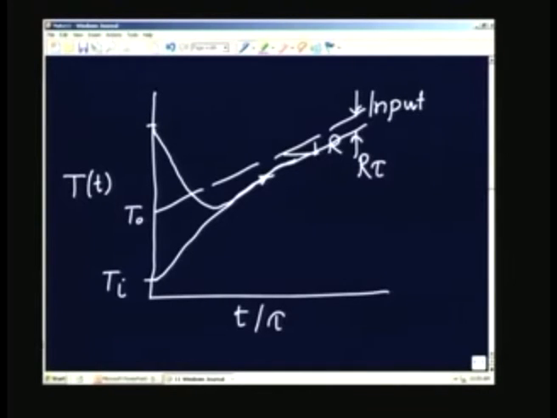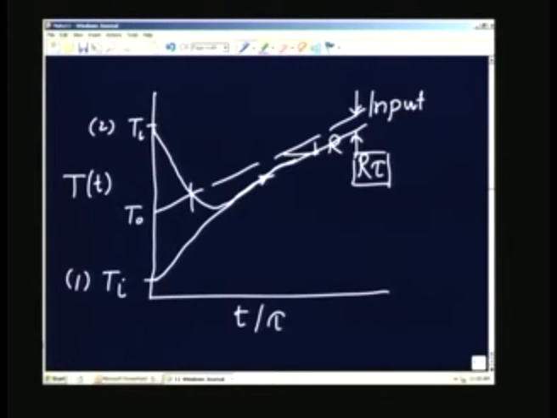Either way, this is, let us say, case 1, case 2. Ti is here. Initially what happens? The sensor is at a higher temperature, so it cools, because the ramp is starting with a lower temperature. So, it will cool and it has to cool below the temperature of the ambient, and it will cross over and then it will start increasing again, and then ultimately in this case also it will lag behind by a factor equal to R tau.